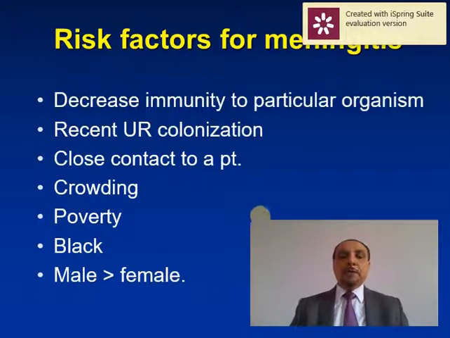Now we speak about risk factors for meningitis in general, not for a specific organism. This is decreased immunity to particular organisms, and we will speak about that in the next slides. If there is recent upper respiratory colonization, if there is close contact with a patient, if there is crowdedness, poverty, it is more in black people than white people, and more in males than females.